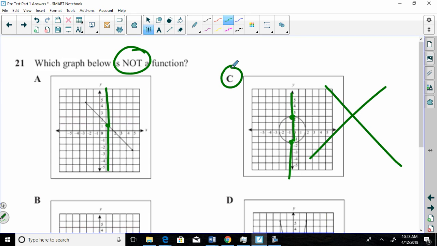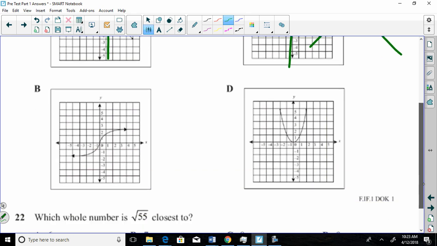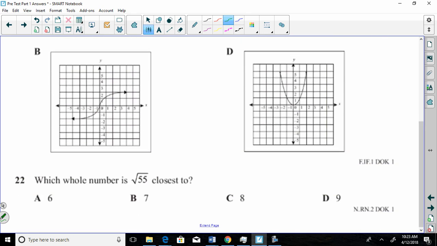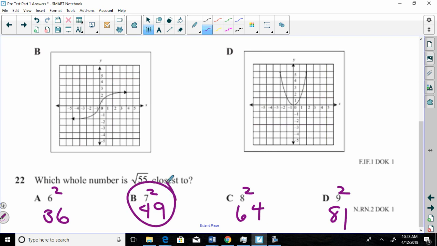So if you draw a line that hits it twice, then we know it's not a function, or anytime more than once. This one, you could type it into your calculator, but my guess is this will be a non-calculator question. So all you have to do is you square each number to figure out what it's closest to. So what's 6 squared? 7 squared? 8 squared? 9 squared? Which number is closest to 55? 49. Does that make sense? You can put it in your calculator and get an exact answer, but my guess, you're not going to. All right, you got that?